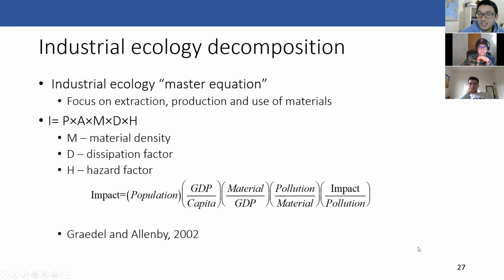So industrial ecology has this decomposition. This looks pretty familiar, right, as the IPAT equation. This focuses on extraction, production, and use of materials. So this is material density, dissipation factor. H is the hazard factor. I'm not going to go into a whole bunch of detail about this, but this is done by a couple of authors here. You can check out the paper if you like. This is just another example of an application of the IPAT method.